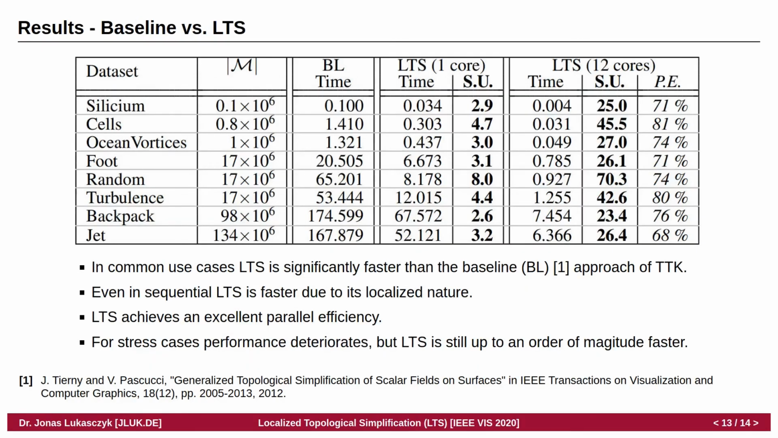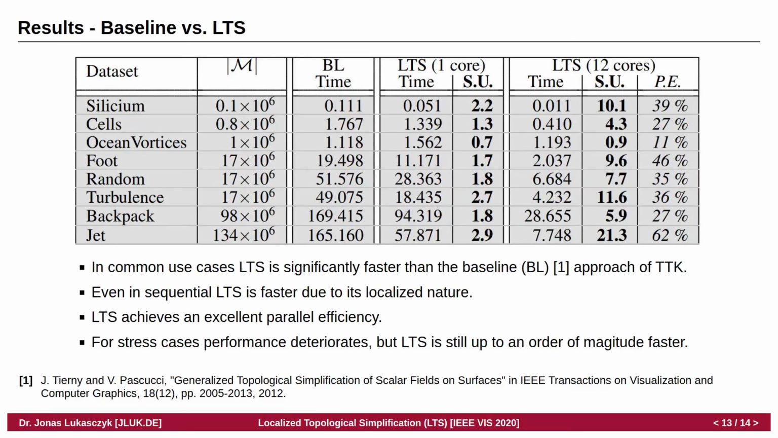The bold numbers in this table indicate the speedup of LTS over the baseline approach of Tierney and Pascucci. LTS is across the board significantly faster than the baseline approach. Even the non-parallel version of LTS is faster, as it only processes the parts of the domain that actually need to be simplified. In parallel with 12 cores, LTS is at least 20 times faster and achieves an excellent parallel efficiency. For stress cases where we only want to simplify all but one extremum, performance starts to deteriorate, as LTS now has to process almost the entire domain. But LTS is still up to an order of magnitude faster.